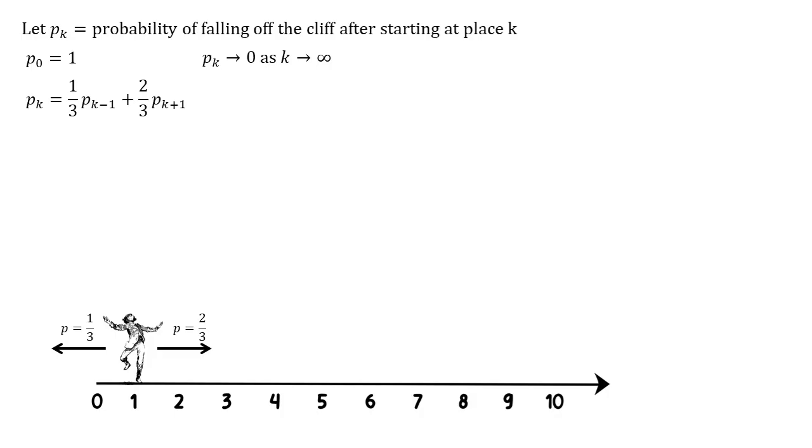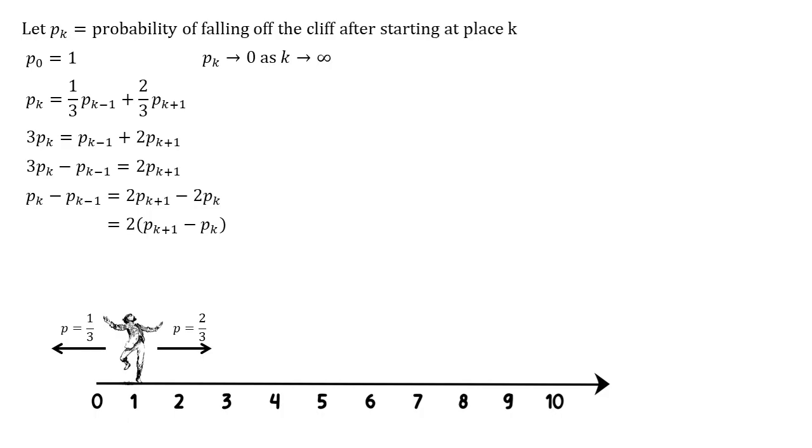We're now going to start rearranging this equation we've just made. So let's multiply through by 3 to get rid of the fractions. So we get 3pk equals p k minus 1 plus 2p k plus 1. Now I'm going to subtract the p k minus 1 from both sides and subtract 2 lots of pk from both sides. So we've now got pk minus p k minus 1 is equal to 2 p k plus 1 minus 2pk. Well, let's factorise the right hand side. Bring that 2 out, so it's 2 lots of p k plus 1 minus pk.